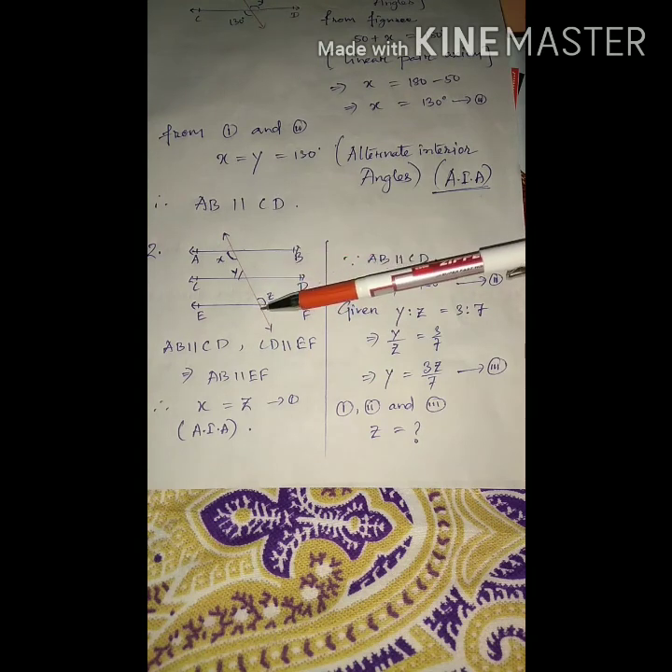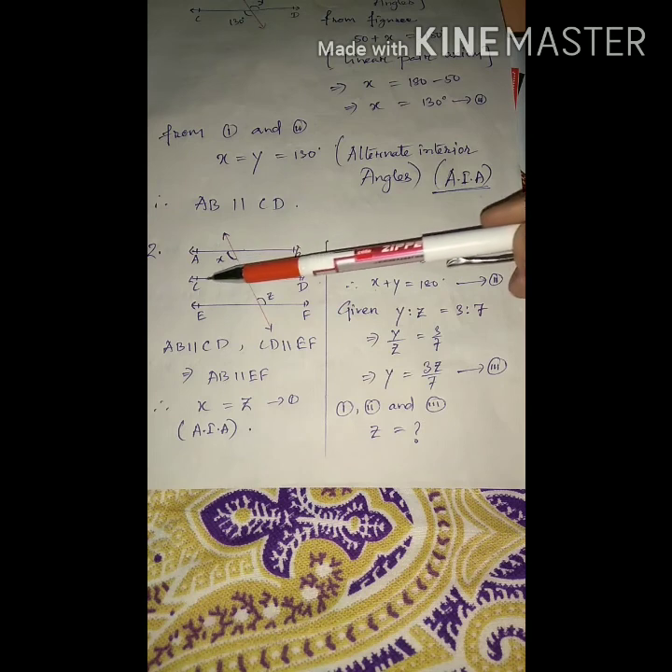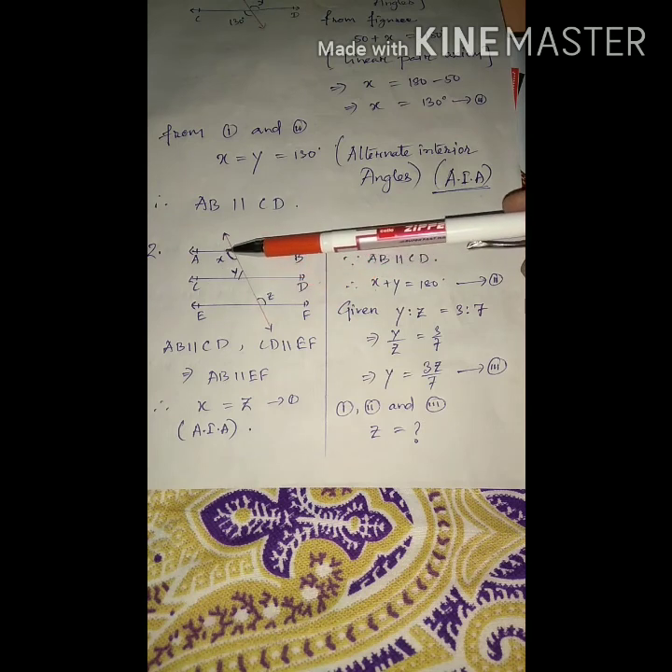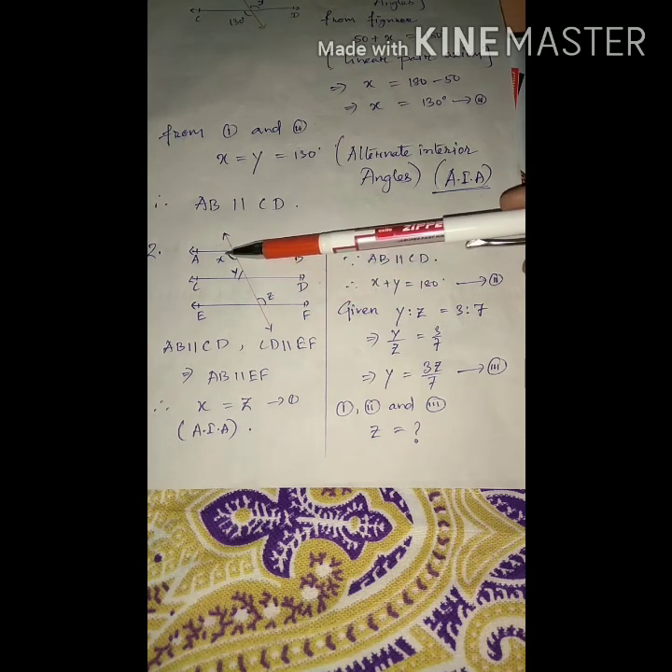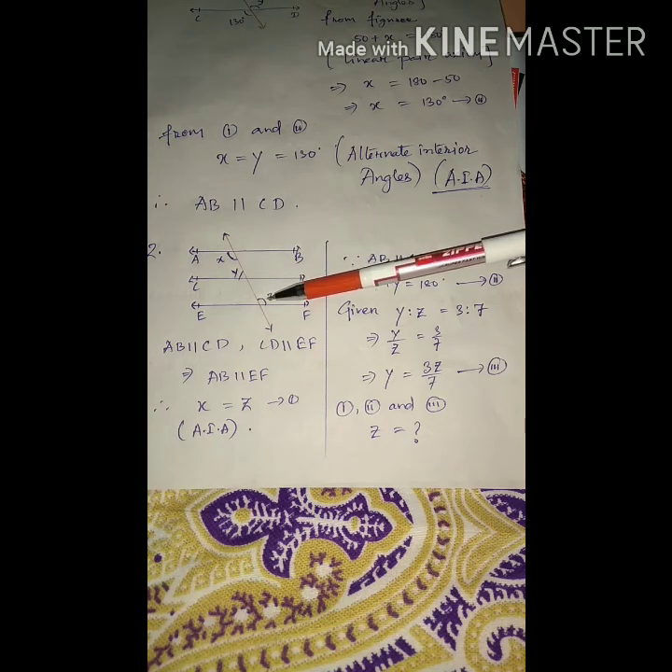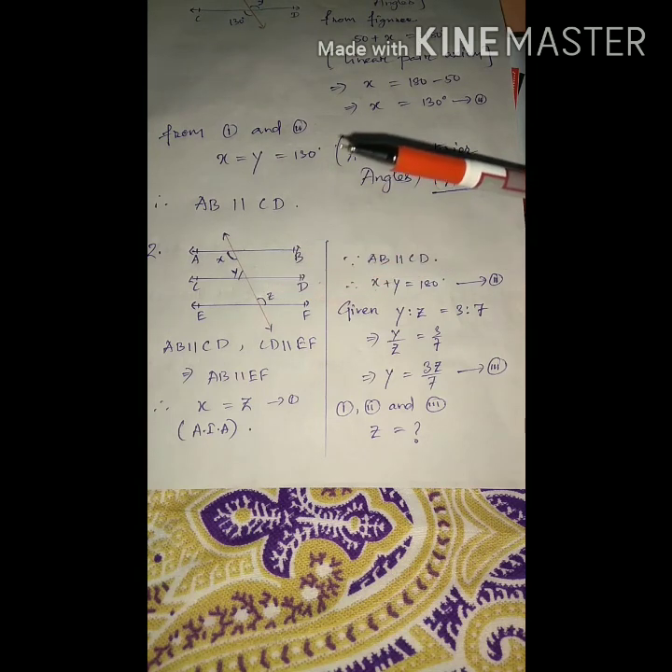If AB is parallel to EF, now forget the CD line, you see here x and z, these two are alternate interior angles. So if AB is parallel to EF, obviously we can say this x and z are equal according to our alternate interior angle condition. So that's why we write here x equal to z. Is it clear? Okay, now we put this as equation number 1.